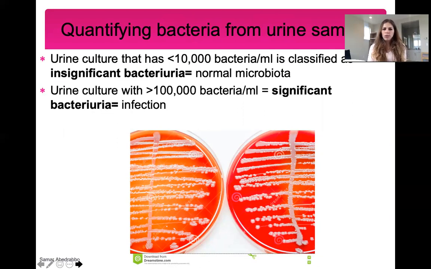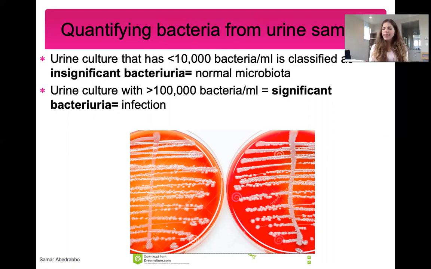But I do want to mention two things. So urine culture, if you take someone's urine and it has less than 10,000 bacteria per 1 milliliter of urine, that's classified as insignificant bacteriuria, because it's just normal microbiota, just normal bacteria. So that's not a very high number of bacteria. But if we see a urine culture with greater than 100,000 bacteria per milliliter, and that's by counting bacterial colonies, we know that that's a significant bacteriuria count, so that indicates infection.